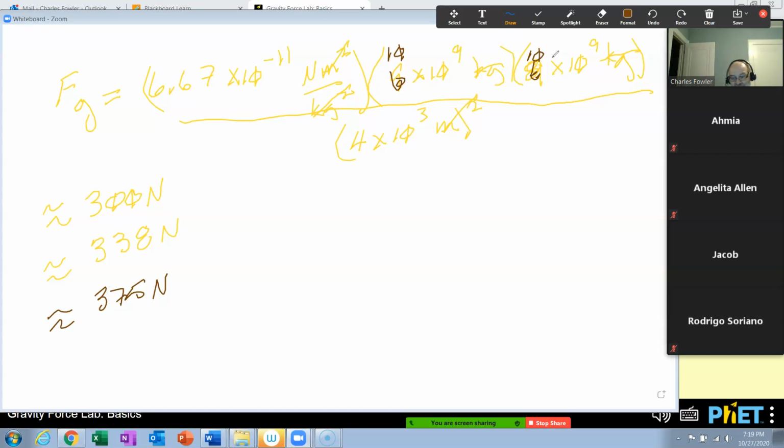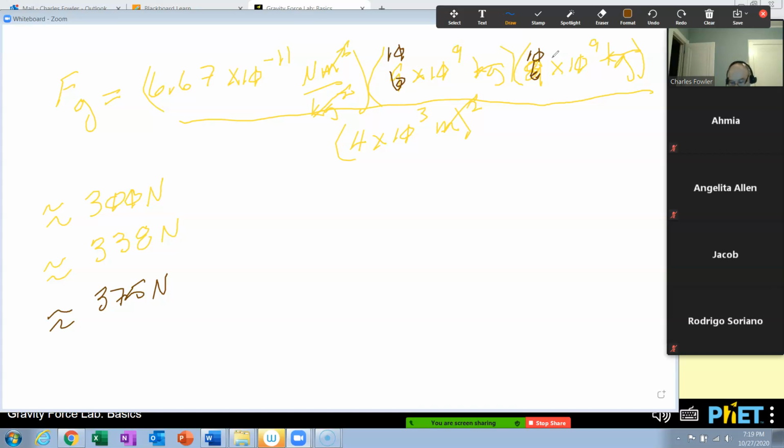6.67 EE 11 negate times 10 EE 9 times 10 EE 9 divided by, yeah, that looks like a better number there, open parentheses, 4 EE 3 close parentheses squared equal.